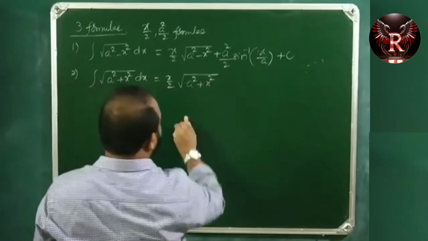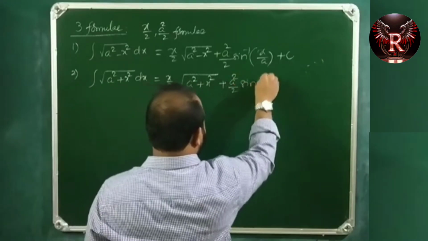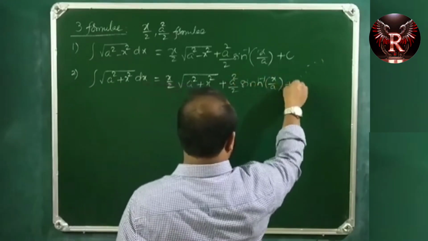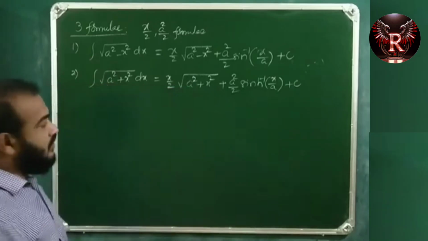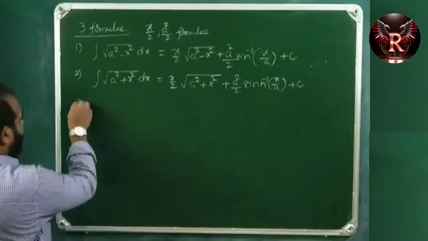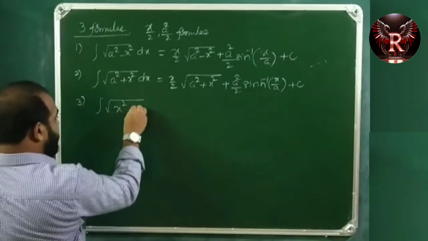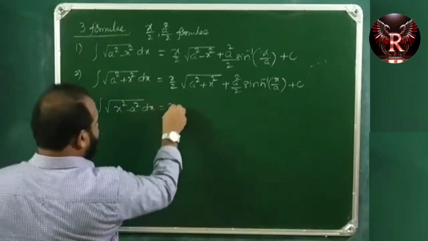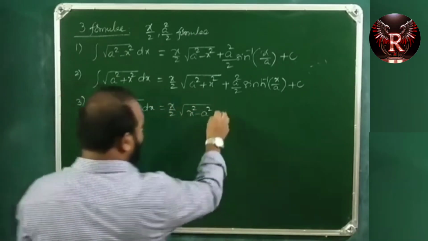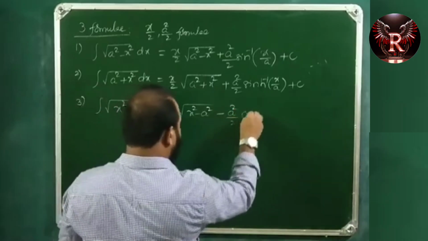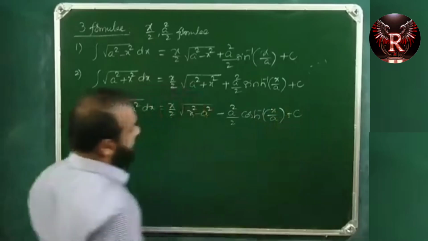integral root of a square plus x square dx is x by 2 root of a square plus x square plus a square by 2 sine h inverse x by a plus c. The earlier one is integral 1 by root of a square plus x square dx. The third one is integral root of x square minus a square dx. This is x by 2 root of x square minus a square minus a square by 2 cos h inverse x by a plus c.